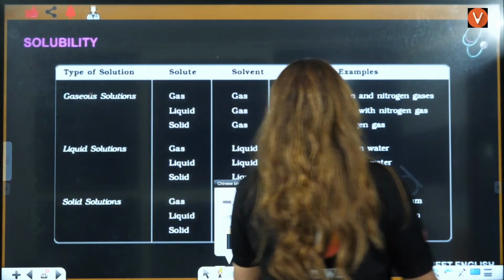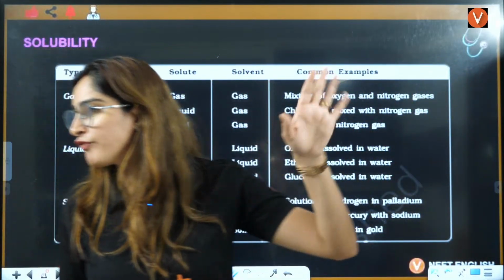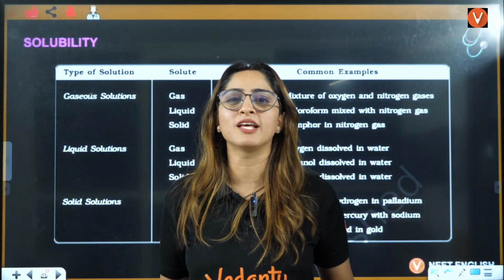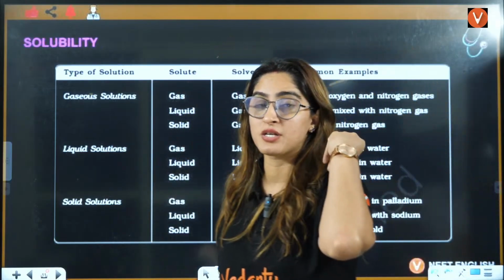Yes. Now from here, I know this is the most ignored part. How many of you have ignored this? Whenever you study the solution chapter, you think, who will ask this? But they can ask this question. Why?